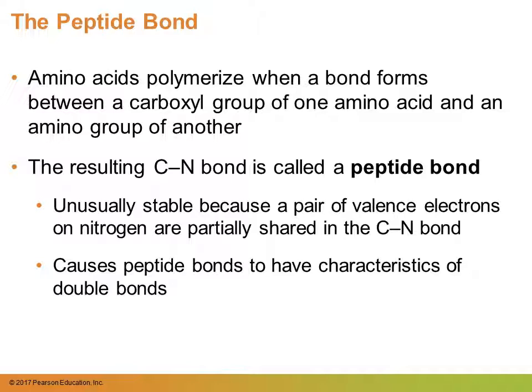So the carbon of one amino acid binds with the nitrogen of the next one, and this is the peptide bond. It's very stable because a pair of valence electrons on nitrogen are partially charged and shared in the carbon-nitrogen bond. So the peptide bonds have characteristics of a double bond. Remember, a single bond is 2 electrons and a double bond has 4 electrons.